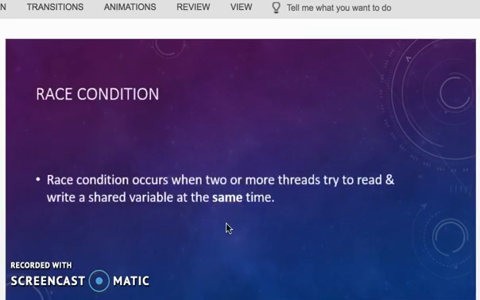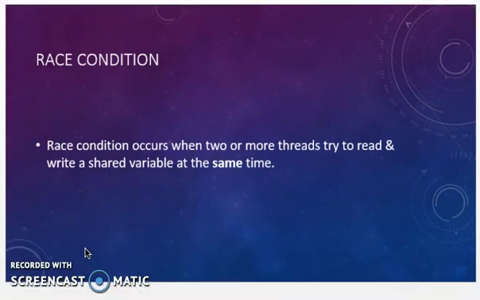One of the main problems that pops up while writing multi-threaded Java application is race condition. So it is good to know what causes race condition and how to avoid it. Basically, race condition occurs when two or more threads try to read and write a shared variable at the same time. Now let's see how race condition can cause unexpected behavior.